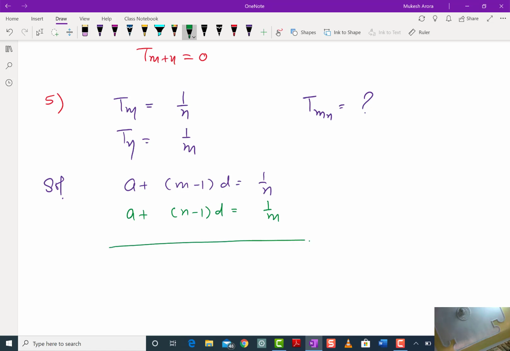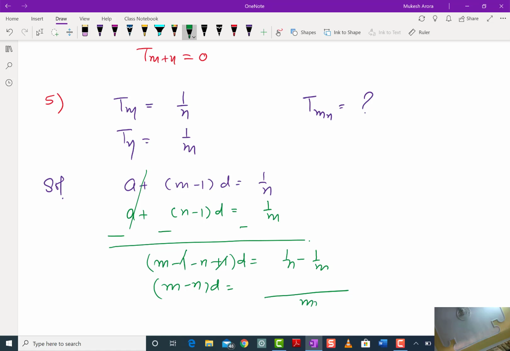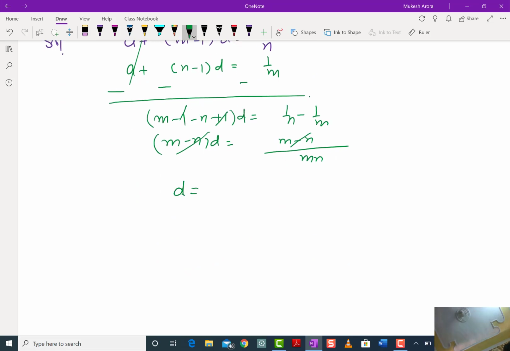Let's solve it now. This is minus, minus, minus. This cancels. M minus 1 minus n plus 1 d is equal to 1 by n minus 1 by m. This cancels. M minus n d is equal to, common is mn, m minus n. So this also cancels. What is the value of d? D is 1 by mn.